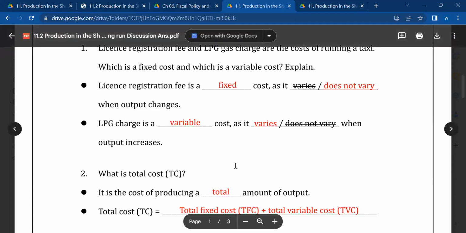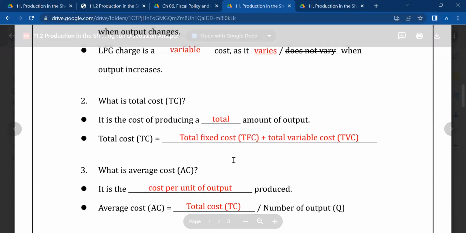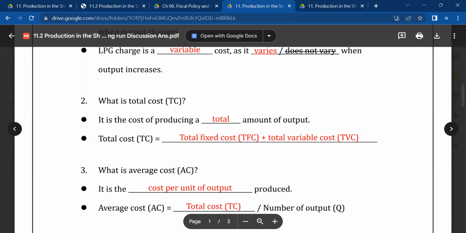Okay, secondly, let's move to the average cost. This is the cost per unit of output produced. And the equation is total cost divided by number of outputs. That is the average cost. Just like your average mark in the exam, you use the total mark, divide by the number of subjects, then you can get the average mark for you. Total cost divided by number of outputs.